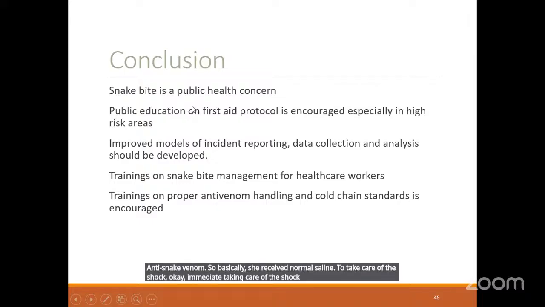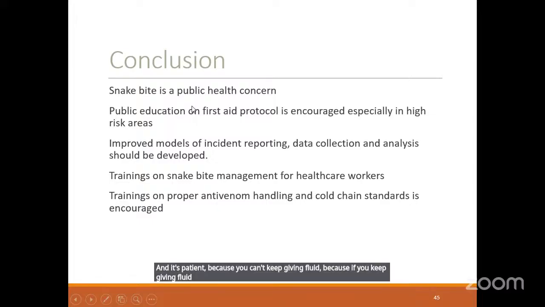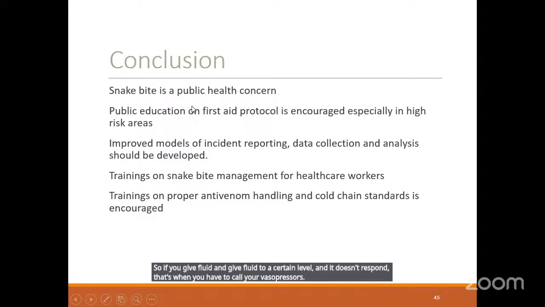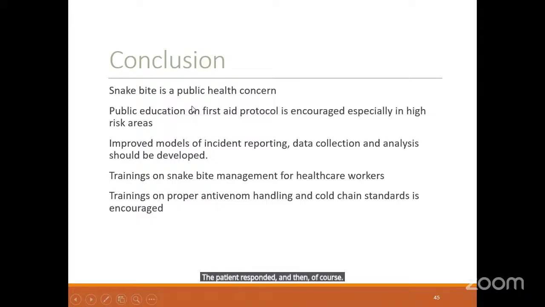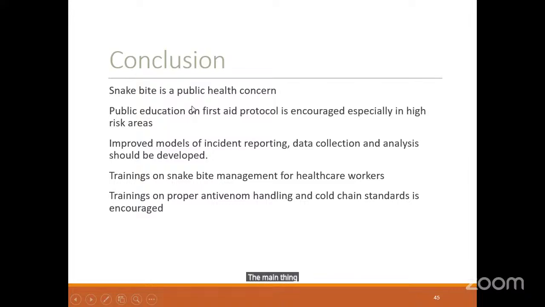Had it not worked, you can't keep giving fluid, because if you keep giving fluid, you have fluid overload. So if you give fluid to a certain level and the patient doesn't respond, that's when you talk of your vasopressors. But the patient responded, and then of course the anti-snake venom, which is the antidote, was the main thing that took care of the systemic envenomation. I hope I've been able to answer the question.